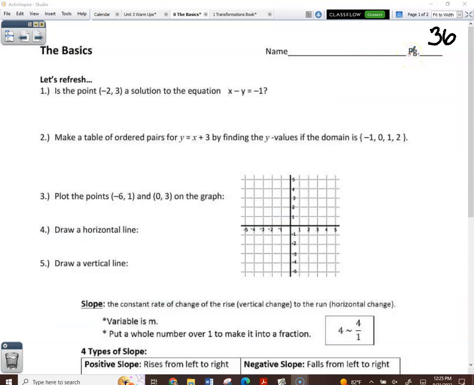Okay. Looking at this paper, we have some basics to talk about before we get into transformations. Some stuff that you should remember. Everything on this paper, let me get this paper out, it's the one with the graphs at the bottom. Everything on this paper is something you've already learned at some point. Granted, the acronym that I'm about to tell you might be slightly different.